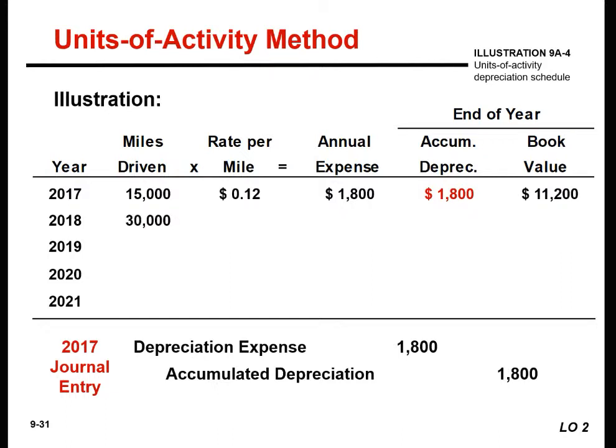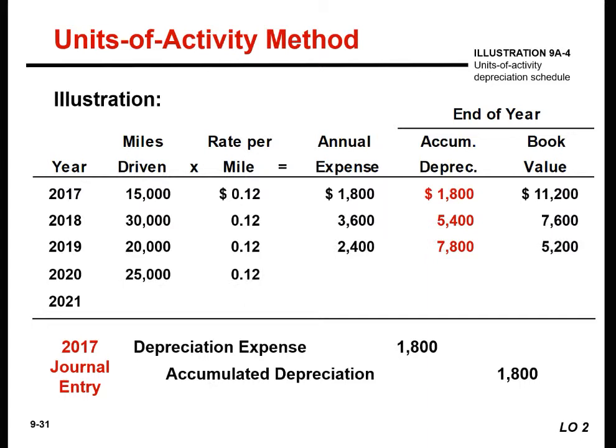So we keep track of whatever that unit of activity is. There were 30,000 miles driven in 2018. At 12 cents a mile, our annual expense will be $3,600. 20,000 miles for 2019 gives us $2,400 in annual expense. And we continue this process through the useful life of the asset, until we reach salvage value.